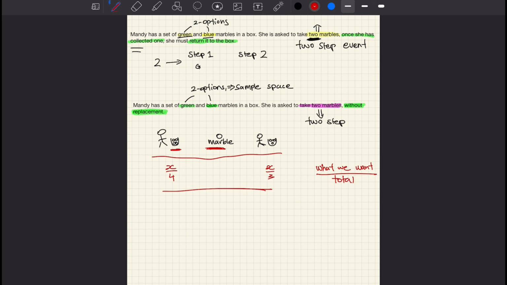We start changing things with our total. She does put it back: our probabilities are the same between step 1 and step 2.